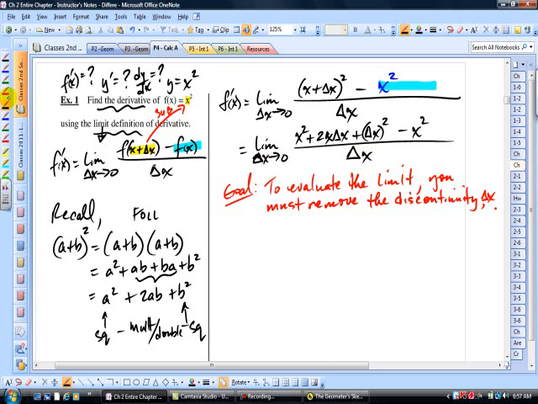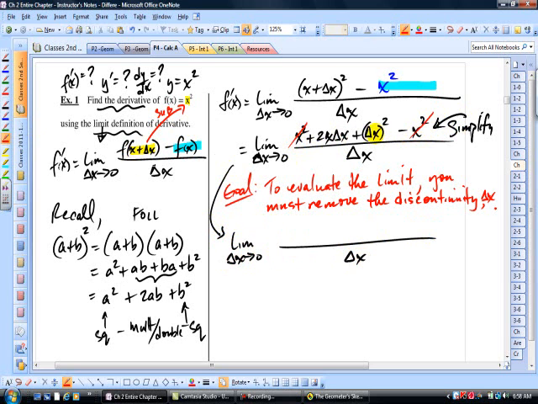All right, so what we need to do is simplify the numerator. Okay, so let's do that. Notice that the x squareds cancel out. Okay, so let's keep on going here. So you have the limit as delta x approaches 0. The x squareds cancel out right there.